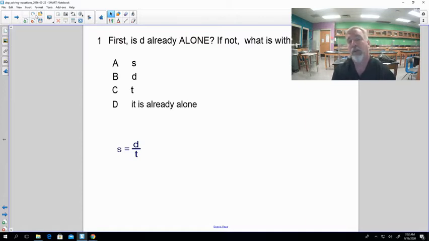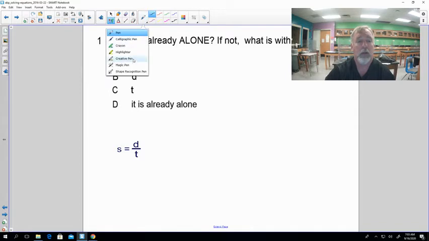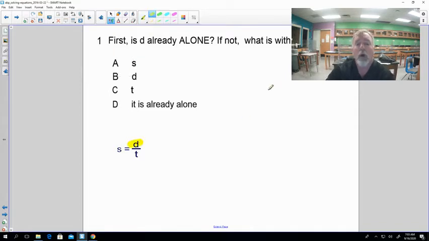So first, a couple questions to help us understand our rules and understand what the equation is doing. The first one is, is d already alone? Well, if we look at our formula here, d is not alone. So what is with d in this equation? Well, we see that there's a t over here, along with our d.